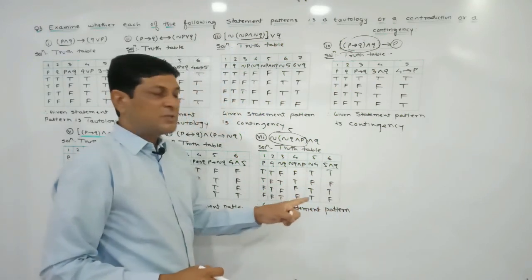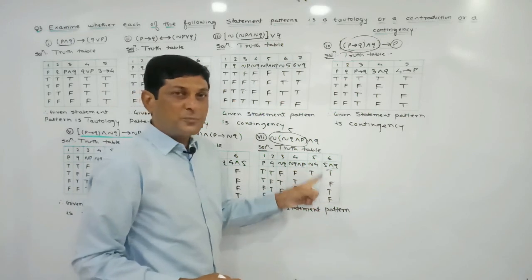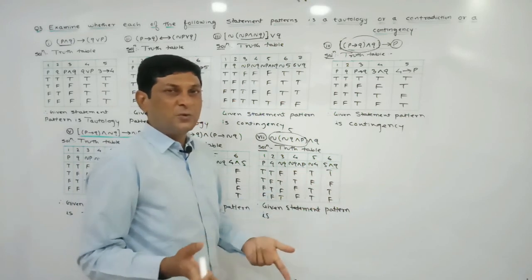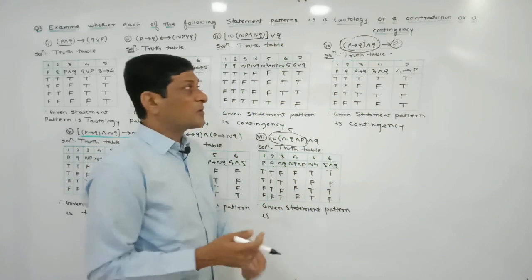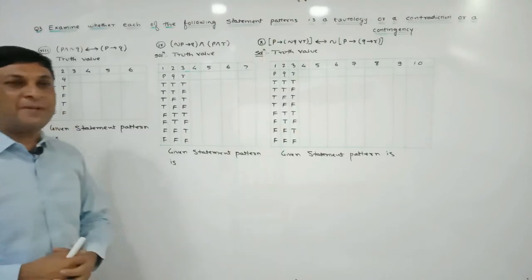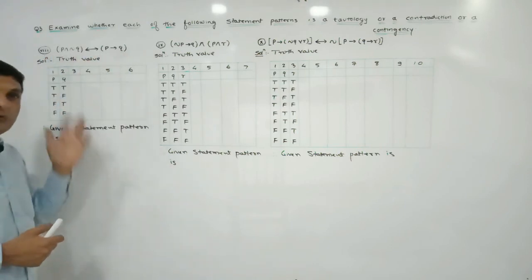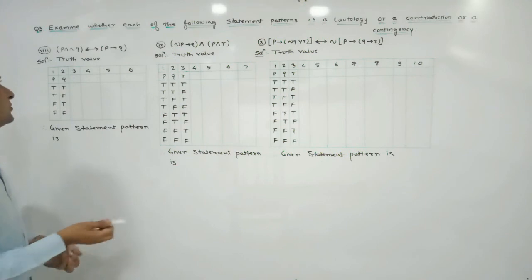So here we can observe that by observing these truth values we can conclude that it is neither tautology nor contradiction, means it is contingency. Now see example number 8. In this example also two letters p and q appear, so here we are getting four possibilities of truth value.